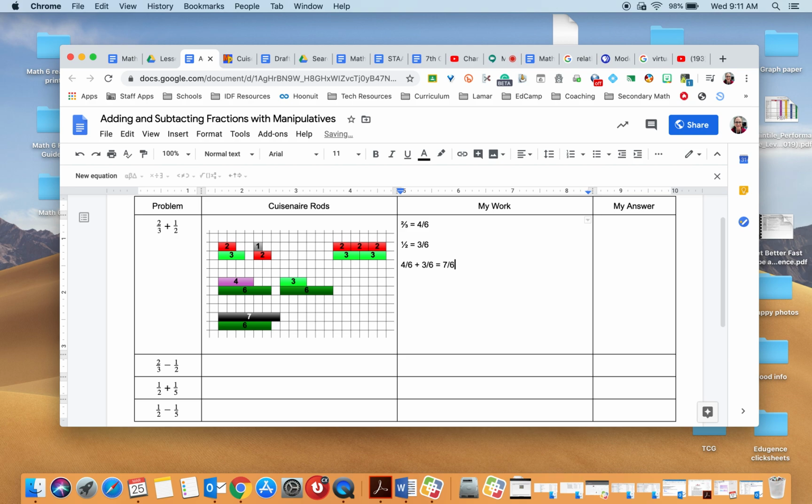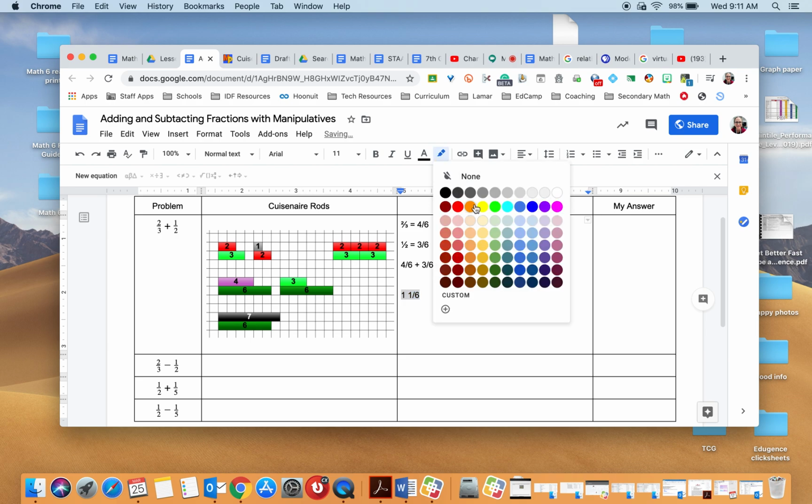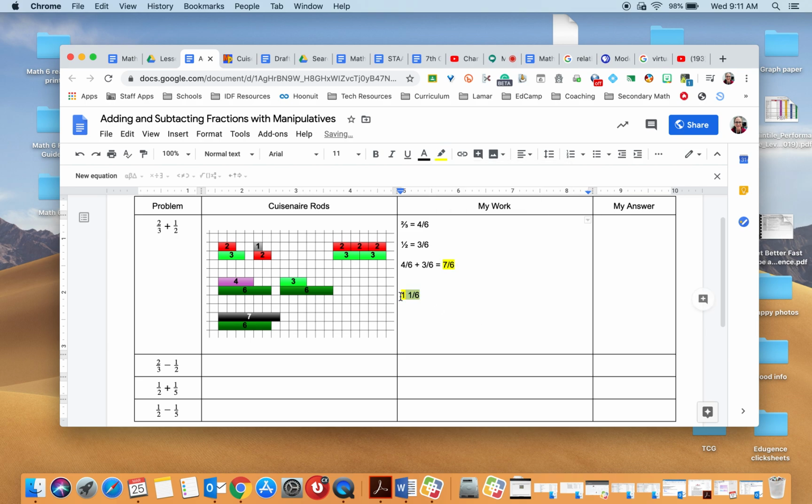And that's a perfectly fine answer. You may prefer to write that as 1 and 1/6. Those are the same thing. 7/6 and 1 and 1/6 are the same. So I'm just going to highlight those. Those are both correct answers. And I'm going to put them over here. My answer is 1 and 1/6 or 7/6, depending on your preference. So that's how you do this activity.